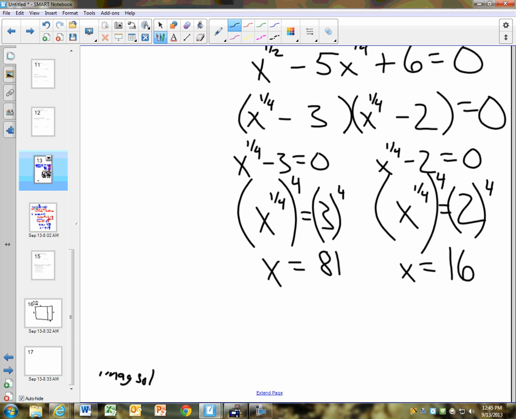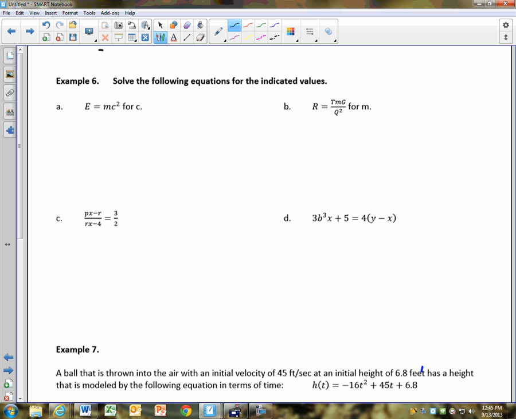Okay, let's flip it over. 4 more problems. Now, instead of having a solution, we're going to solve an equation for an indicated variable. So E equals mc squared. If I want to solve for C, how would you start that? What would you do first? Good, divide by m. So E over m is equal to c squared. Then, square root it.